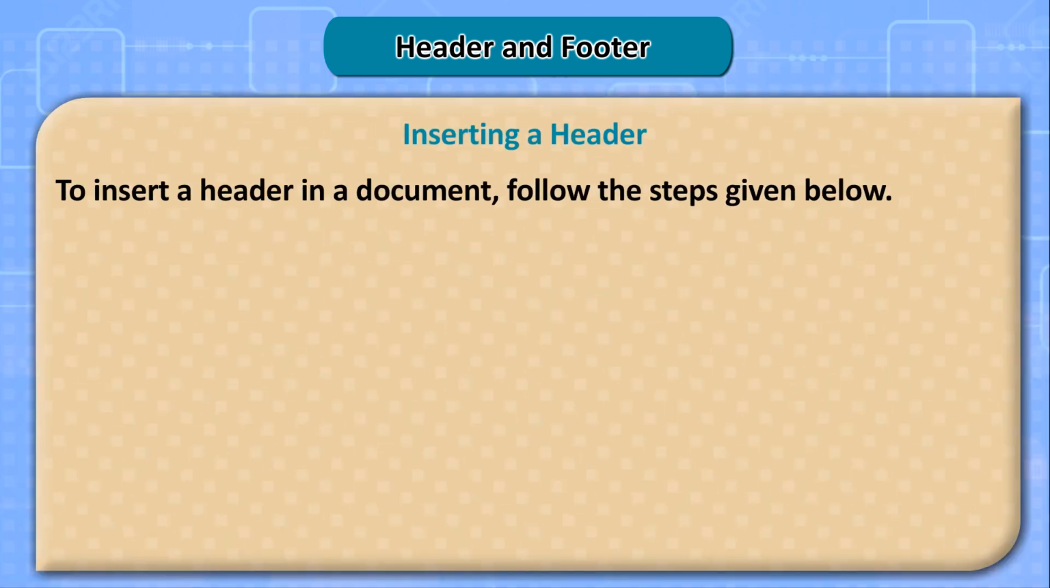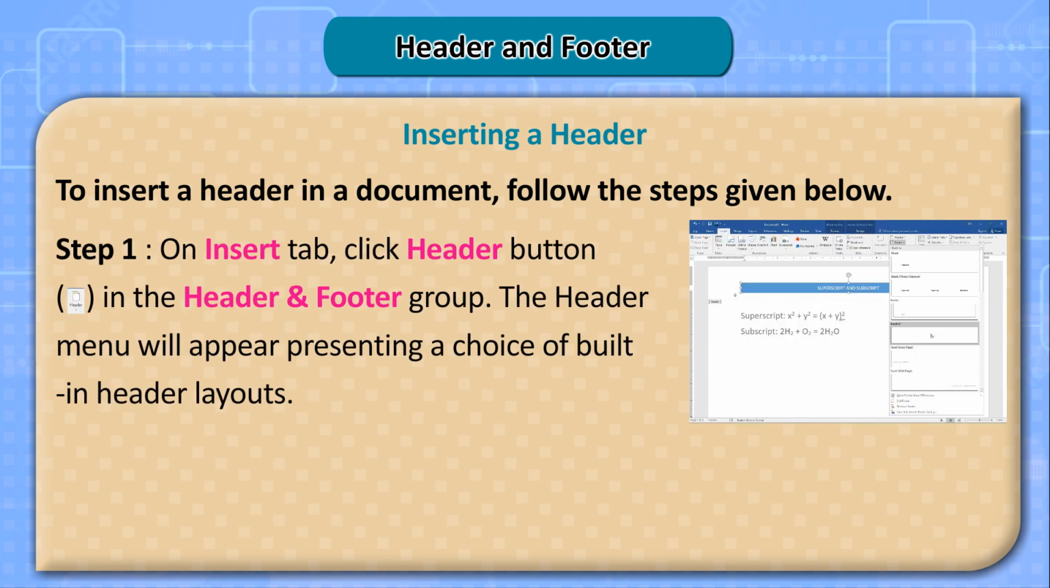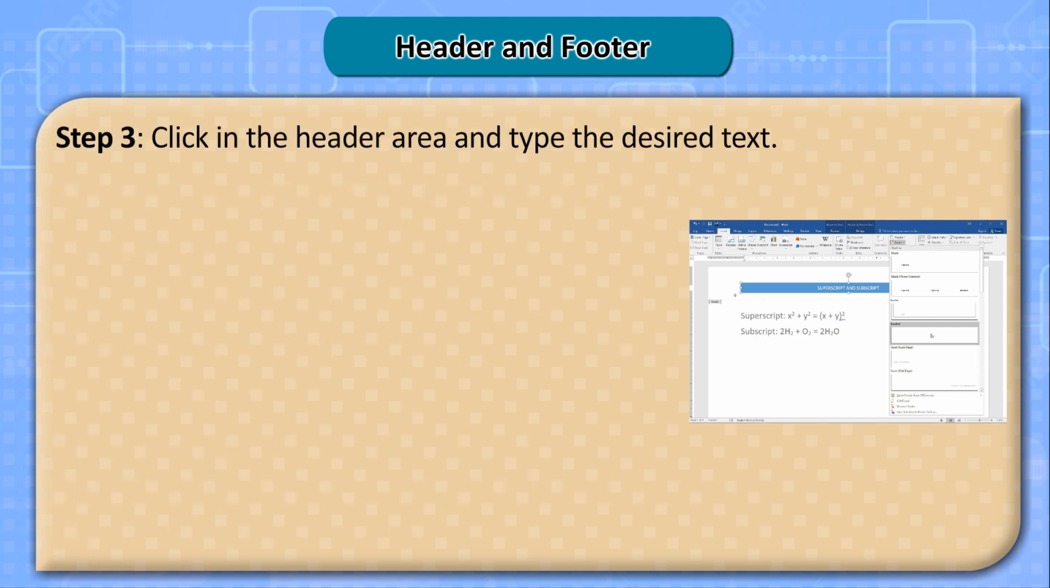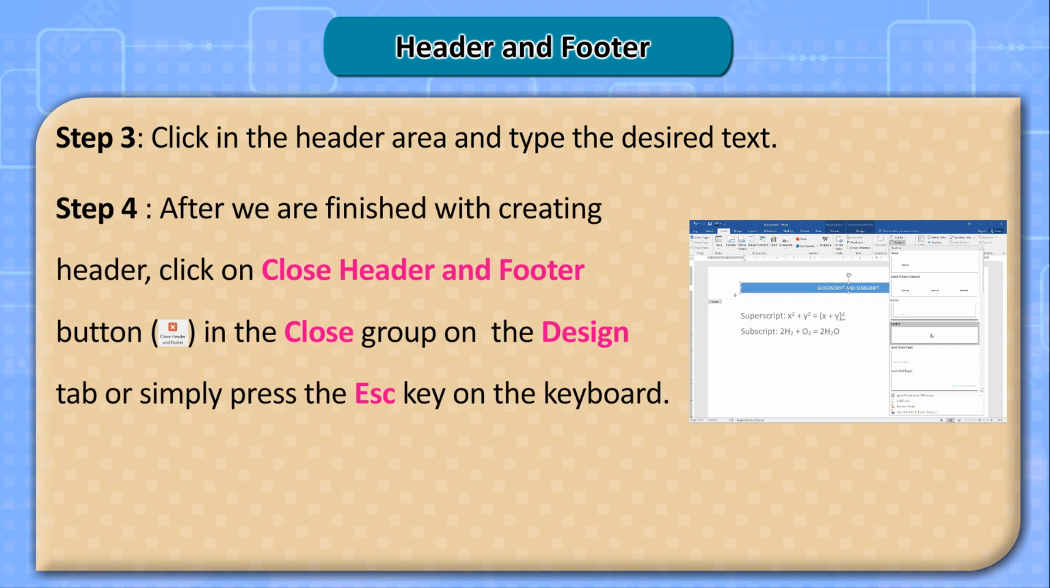Inserting a header. To insert a header in a document, follow the steps given below. Step 1. On the Insert tab, click the Header button in the Header and Footer group. The Header menu will appear presenting a choice of built-in header layouts. Step 2. Select a layout of your choice. The header area will appear along with a placeholder. The Design tab also appears on the ribbon. Step 3. Click in the header area and type the desired text. Step 4. After we are finished creating the header, click on the Close Header and Footer button in the Close group on the Design tab or simply press the ESC key on the keyboard.